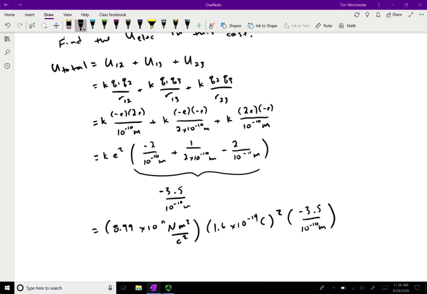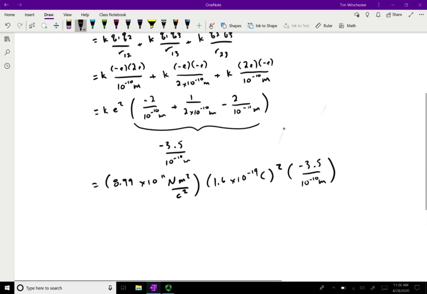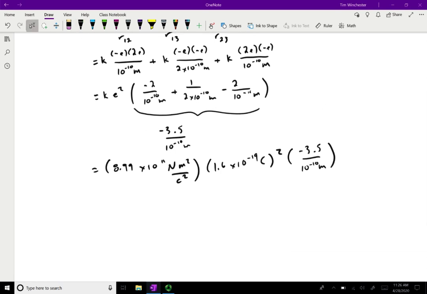Okay, so some people were struggling in the gravitational cases where I asked you to work this out. So the way that I like to approach this is to do it in some steps. I like to do the prefactors first. So that's going to be 8.99 times 1.6 times 1.6 times negative 3.5. Okay, and then I do the exponents. So I've got 10 to the 11 times 10 to the negative 19 times 10 to the minus 19 times 10 to the 10, because if I have 10 to the negative 10 in the bottom, when I bring it to the top, it'll be 10 to the positive 10.